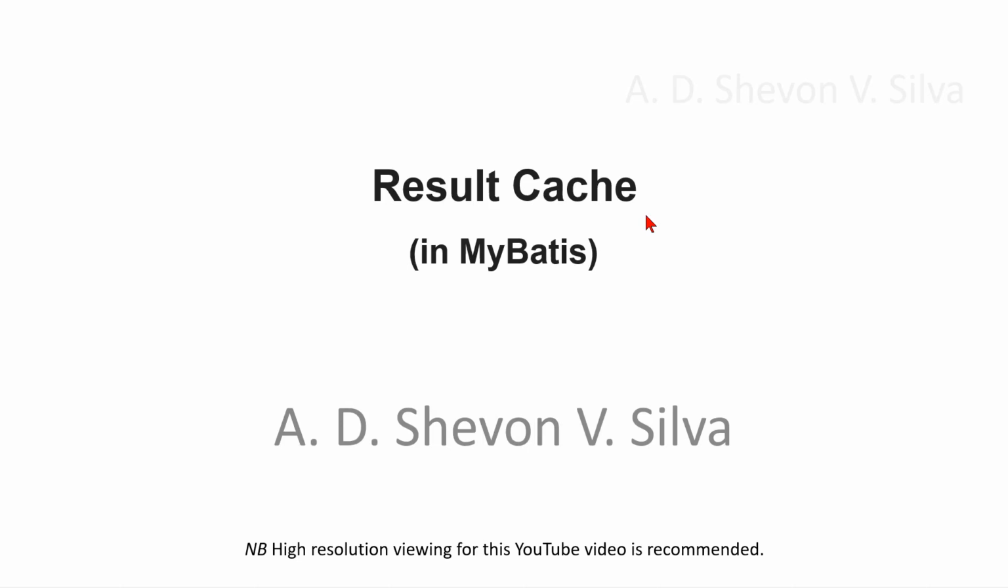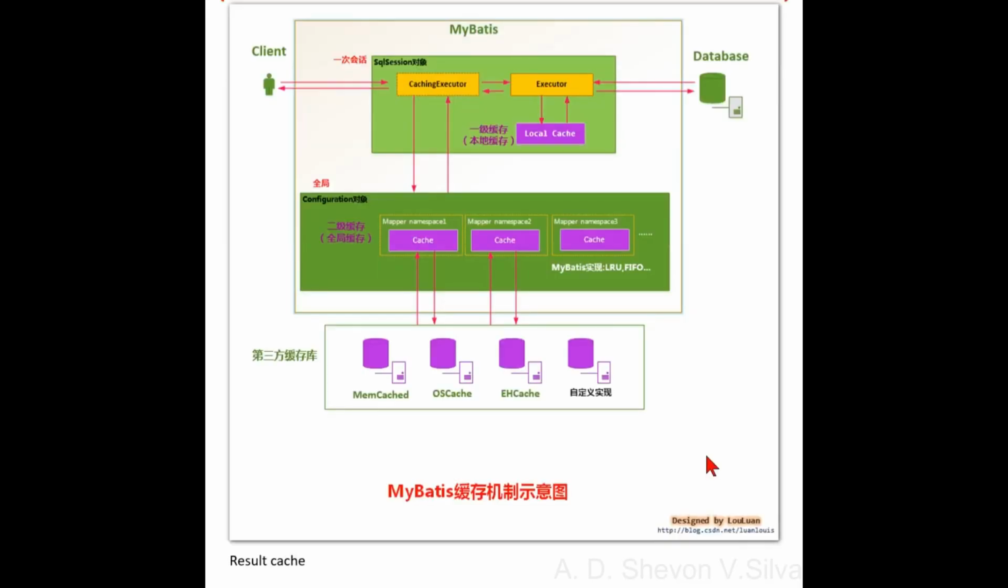Result cache in MyBatis. Here you can see result cache. When creating a session, you can specify which executor to use. In the second session level cache, the first level cache, level 1 cache, is enabled by default.